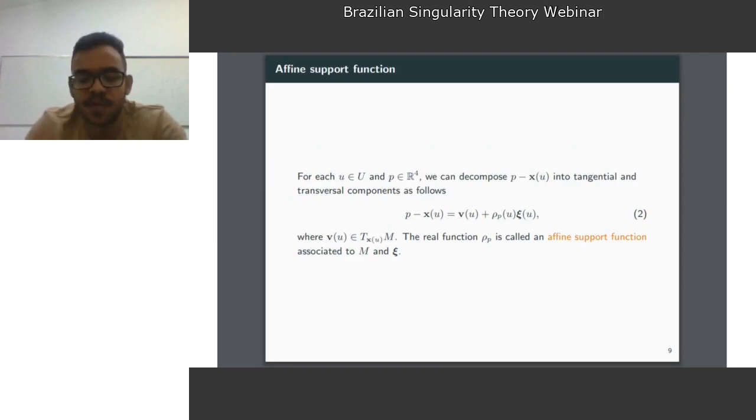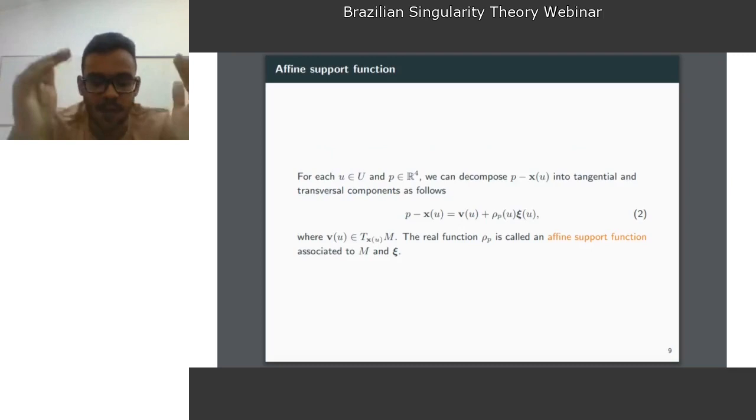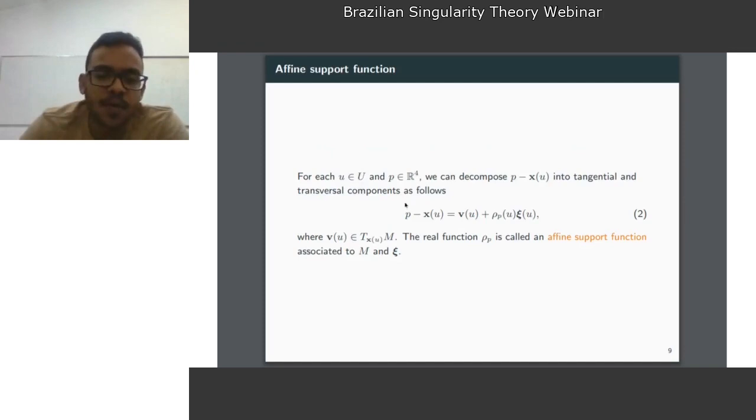So in this first part, my approach is more general because I'm not restricted to the case of the Blaschke vector field. I will consider just X non-degenerate and C equiaffine. And then, if we take P a point in R4 and U a point in this open subset of R3, then we can decompose P minus XU into a tangent component and a transversal component, like this. On the transversal component, we have this function rho P that is a smooth function called an affine support function associated to M and C. If we take P as a parameter, then we have a family of affine support functions here.